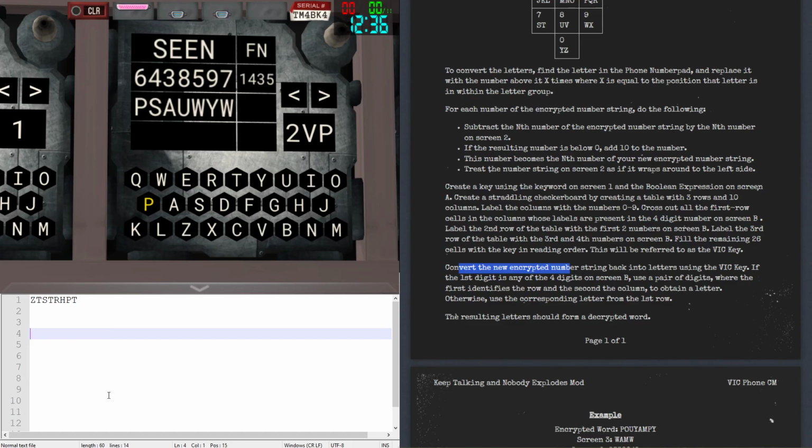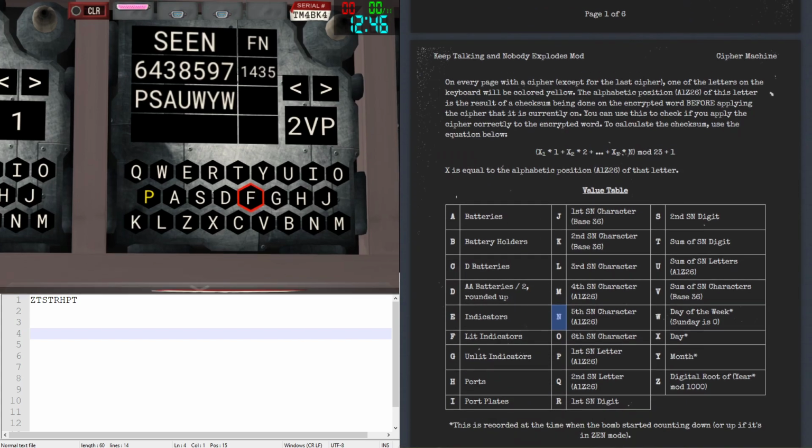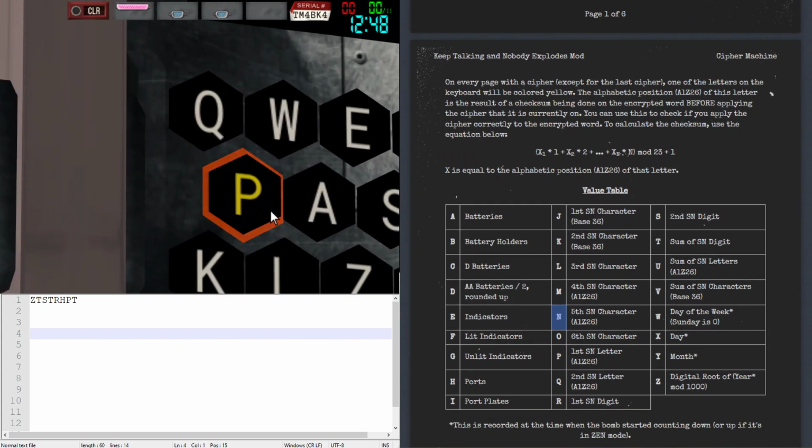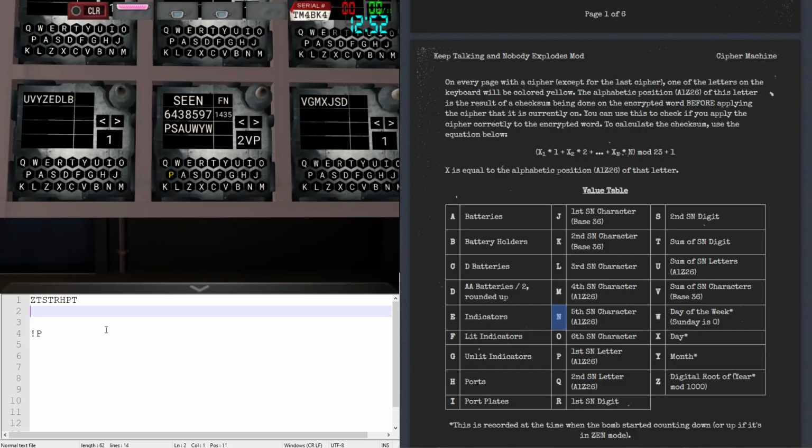Now, if you're unsure at this point whether you are correct, there's a little thing you can do to make sure that you are doing this correctly via a checksum. You'll notice that one of the letters on the keyboard has been colored in yellow, such as the Papa here. What we can do is perform a checksum on this to check if it does equal P. So here we go. Let me grab a calculator.